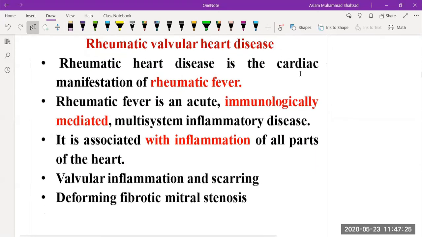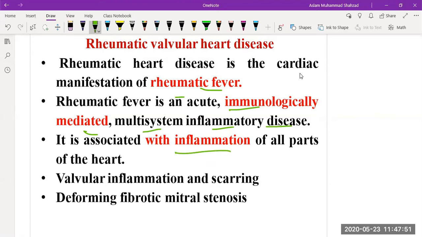Rheumatic valvular disease is the cardiac manifestation of rheumatic fever, and in its acute form it is an immunologically mediated fever, a multi-system inflammatory disease, which could be caused by inflammatory autoimmune disorders or idiopathic autoimmune disease. And we discussed that it is the inflammation of all parts of the heart that is the main thing that results in valvular inflammation and scarring.